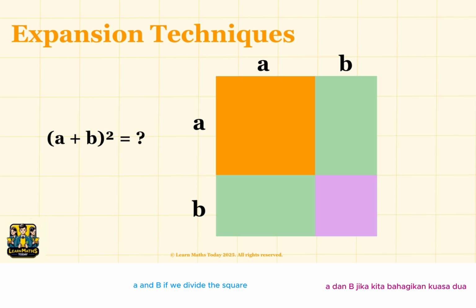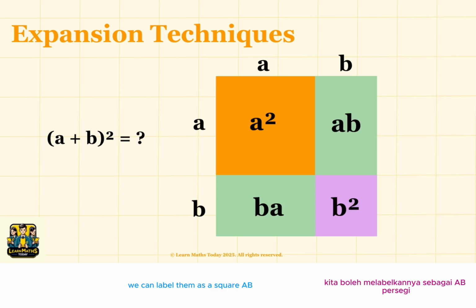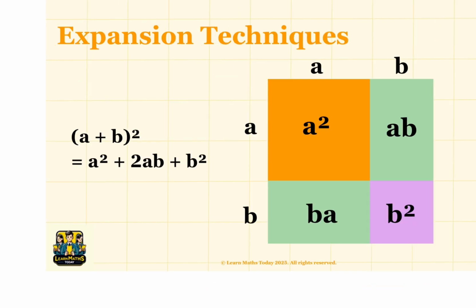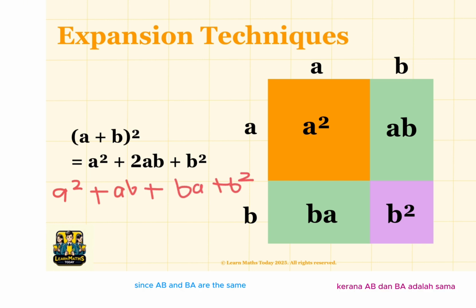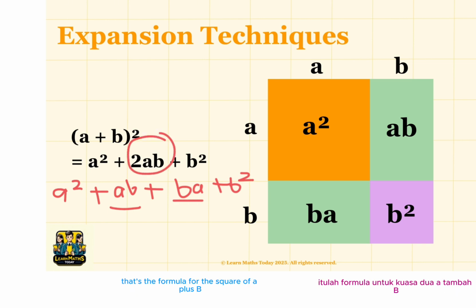If we divide the square, we get four smaller regions. One region has area a times a, another region has area a times b, another one has b times a, and lastly, b times b. We can label them as a², ab, ba, and b². Now, add up all the areas to get the total area of the square, which is a² + ab + ba + b². Since ab and ba are the same, we can combine them to get 2ab. That's the formula for the square of a + b.